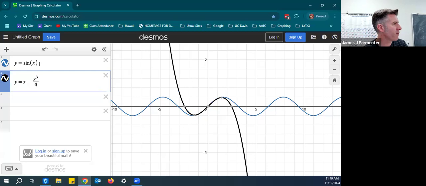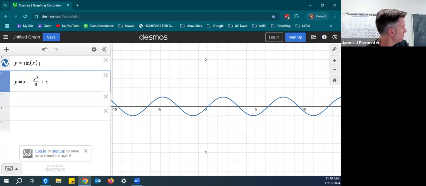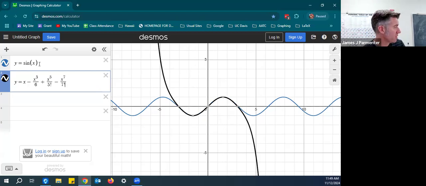oh look, it's better for longer, right? Now between like -1 and 1, it looks pretty good. If I add on another term, even better. And you can keep doing this literally forever and getting a better and better approximation of your function.